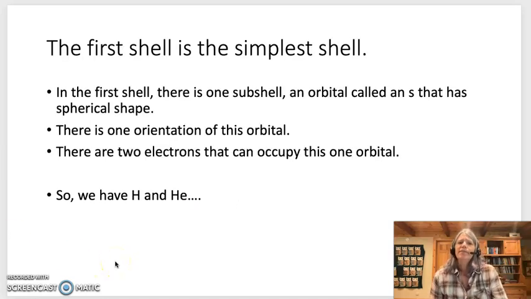Again, think simply. The first shell is the simplest shell. In that first shell, there is only 1 subshell. That's an orbital called an s orbital that has a spherical shape. I like that; I guess s is for spherical. Now there's only 1 orientation of a sphere in space, so there's only 1 orientation of the s orbital, and there's only 1 s orbital in any given shell. There are 2 electrons that can occupy any one given orbital, having opposite spins. As we build things up, you'll see that we put 2 electrons in an orbital in order to build up the atom. So we're going to start with a simple example of hydrogen and helium.